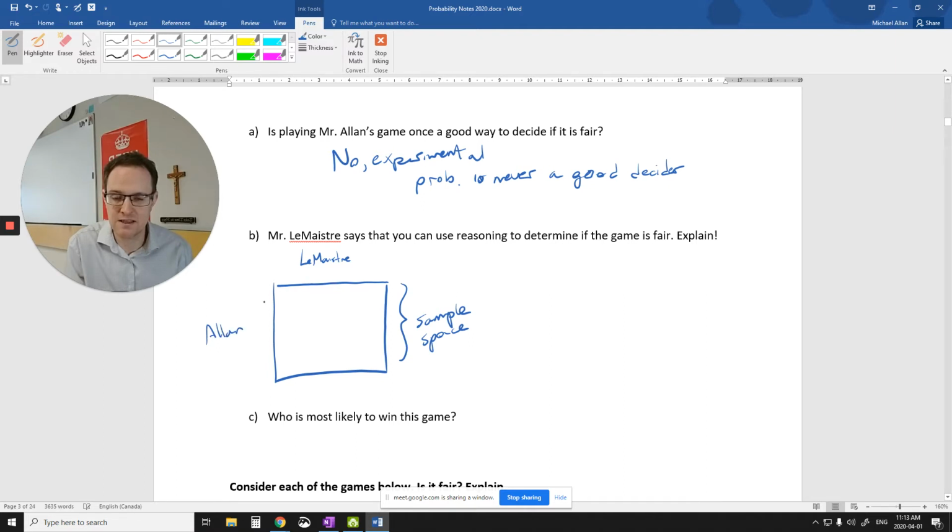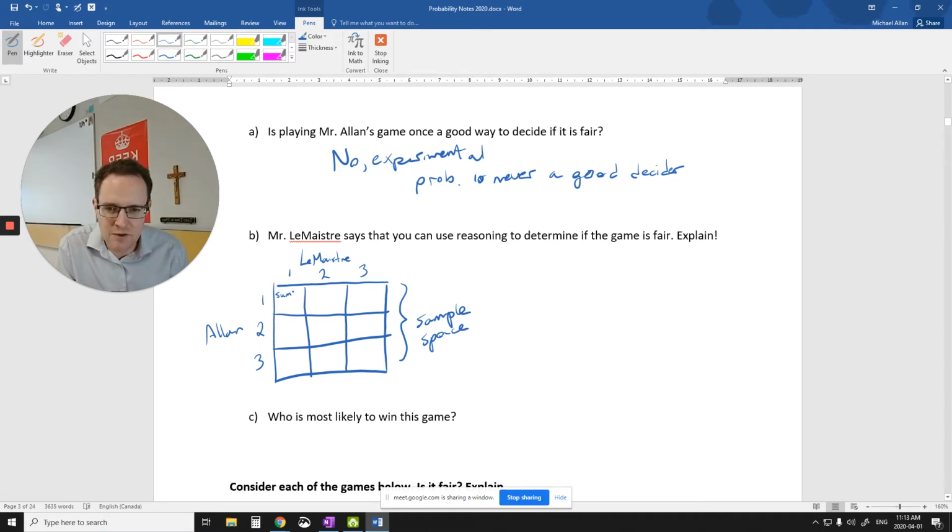So my two sides here. I can either draw 1, 2, or 3. And Mr. LeMace could either draw 1, 2, or 3 from his box. And then we're just going to go through and decide what are all the different outcomes we can have. Okay? So we can fill in all these boxes, and we could just kind of mentally do some of these and say, okay, if we both draw 1, our sum is 1, and our product is 1.